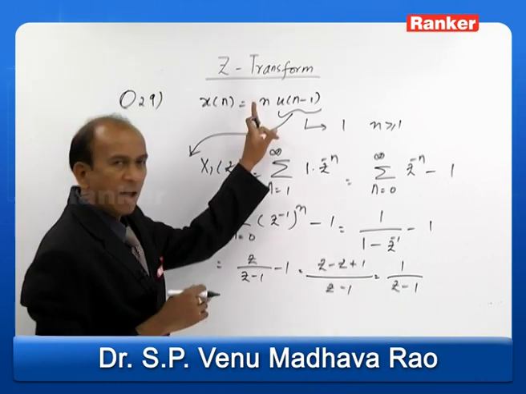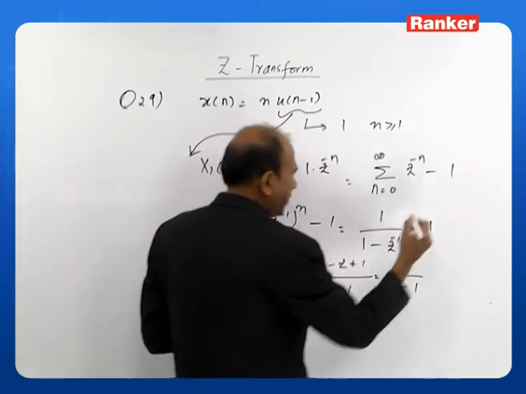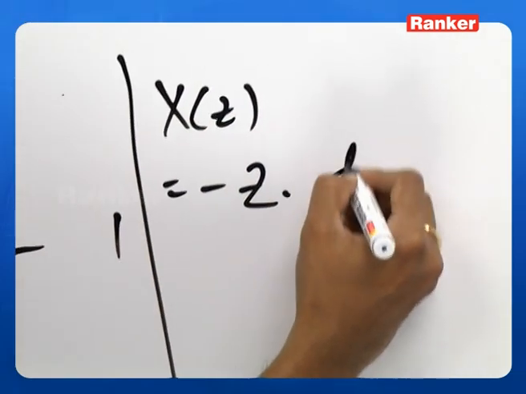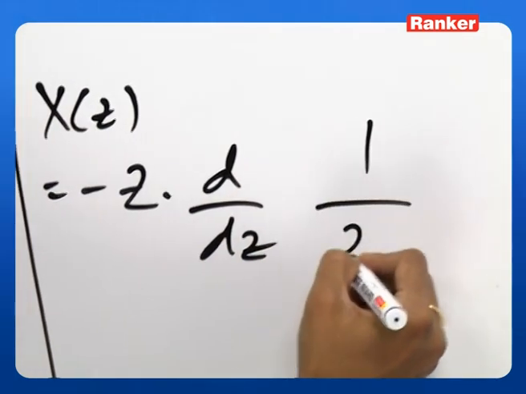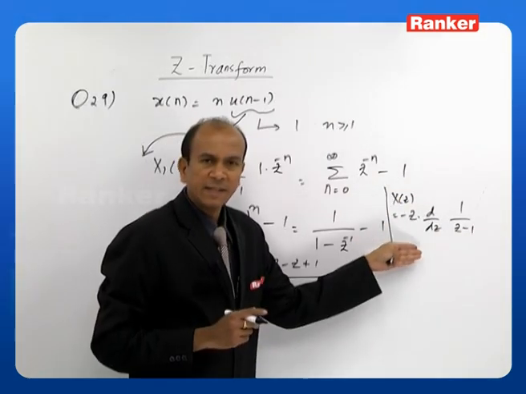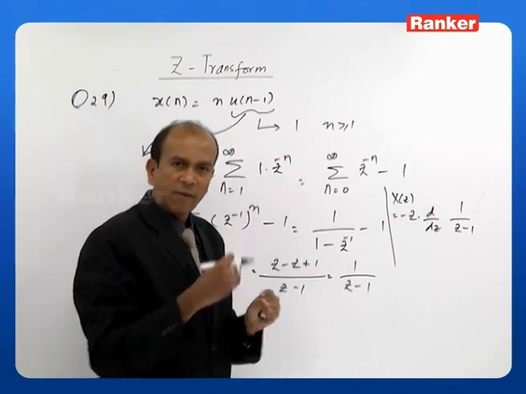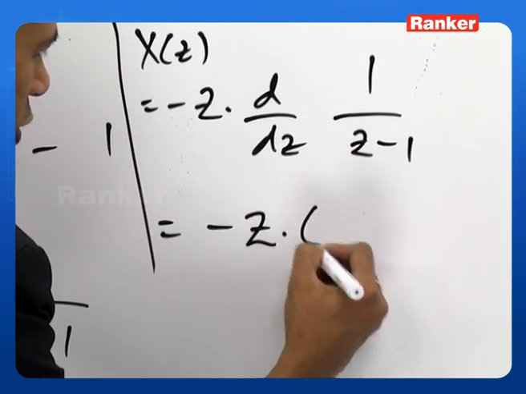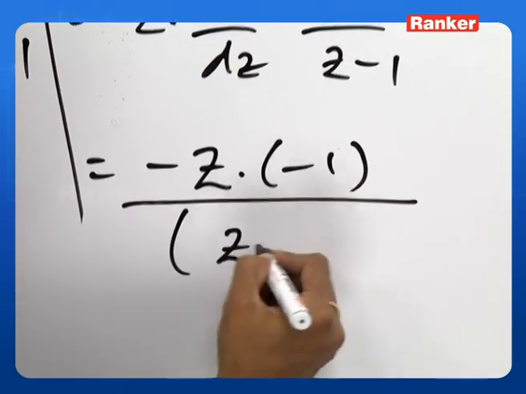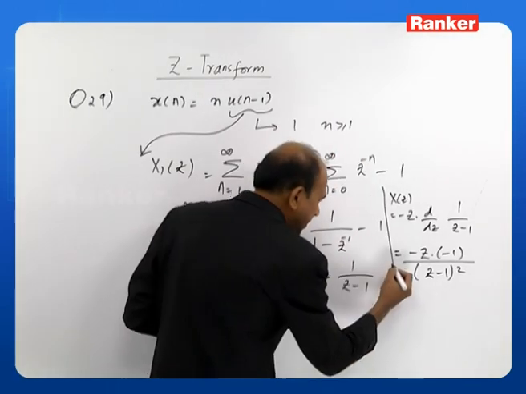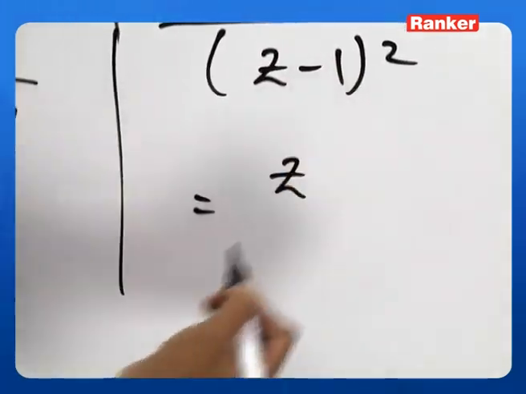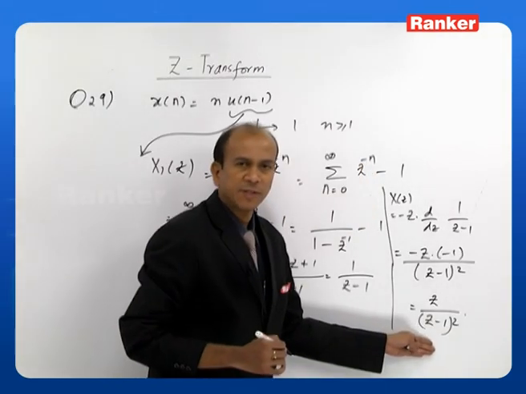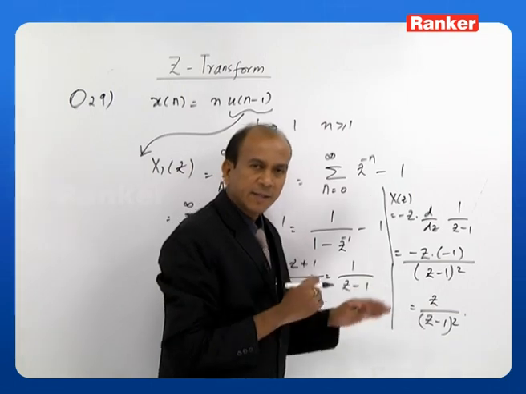Now I have to find out the differentiation of this. So what is that? I can get x of z is equal to minus z d by dz of 1 by z minus 1. Now when I take the differentiation of this, what I will get is this will be equal to minus z into minus 1 by z minus 1 whole square, that is this is equal to z by z minus 1 whole square, and ROC for this is z greater than 1. This is the answer for this.